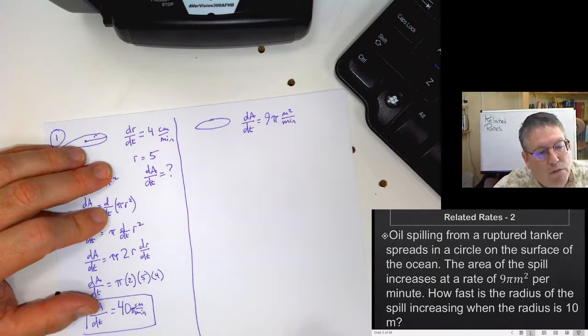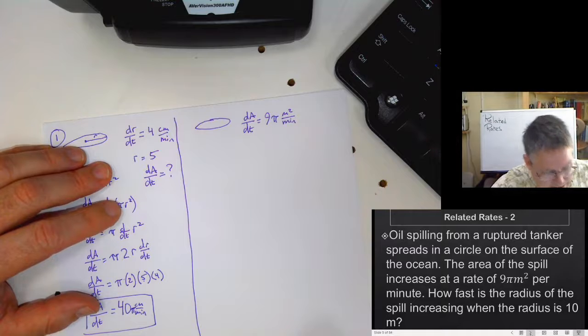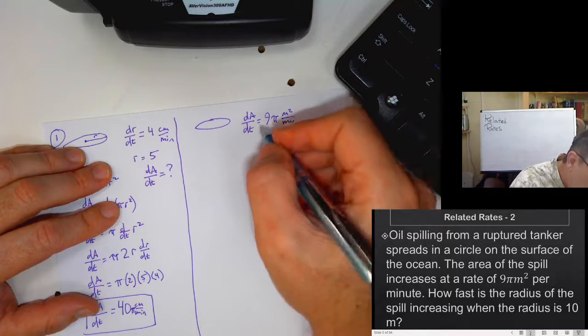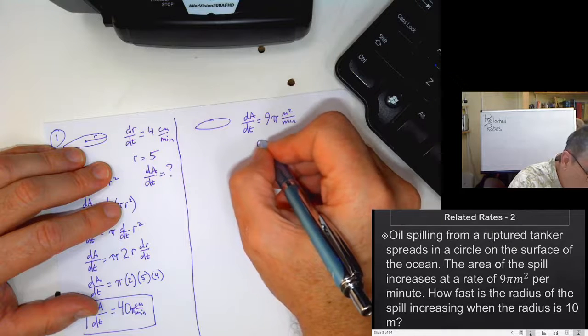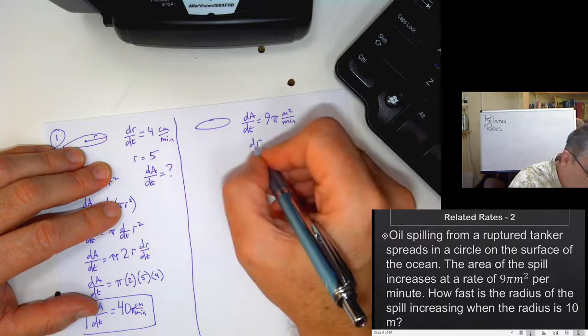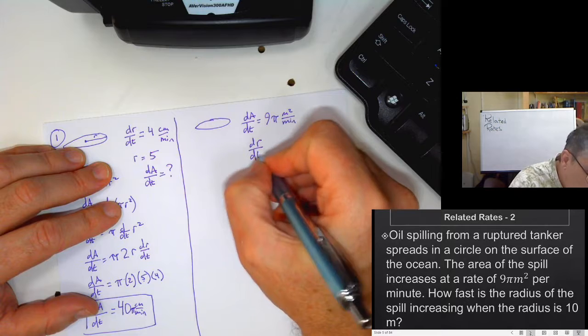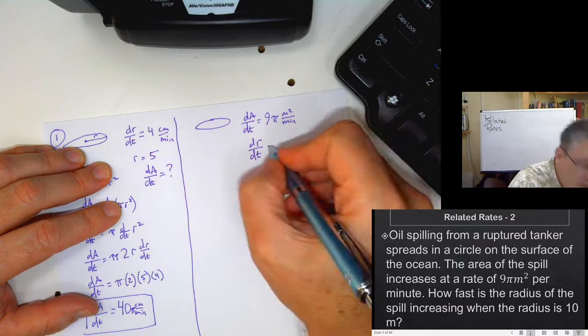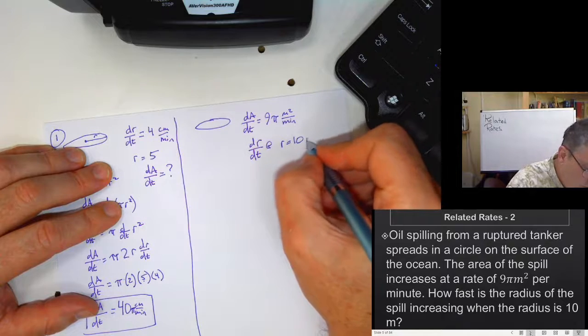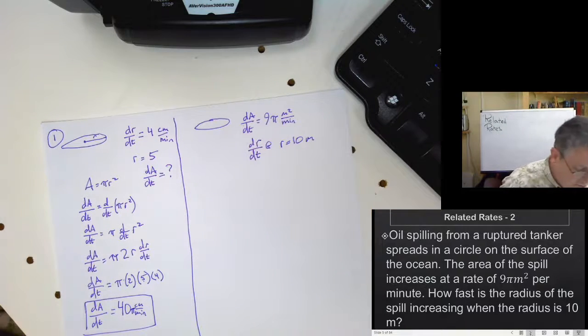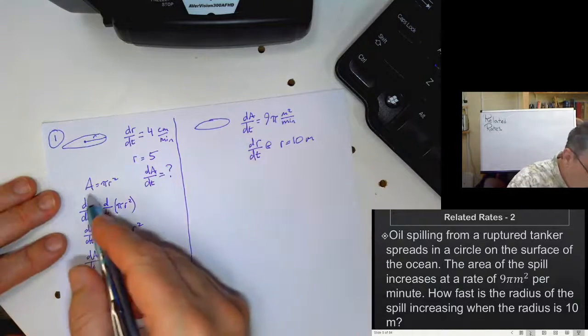How fast is the radius of the spill increasing when the radius is at 10 meters? Okay, so how fast is the radius increasing? So they're asking what is dr/dt at r equals 10 meters. Okay, it's the same thing. We already did the area, right over there.